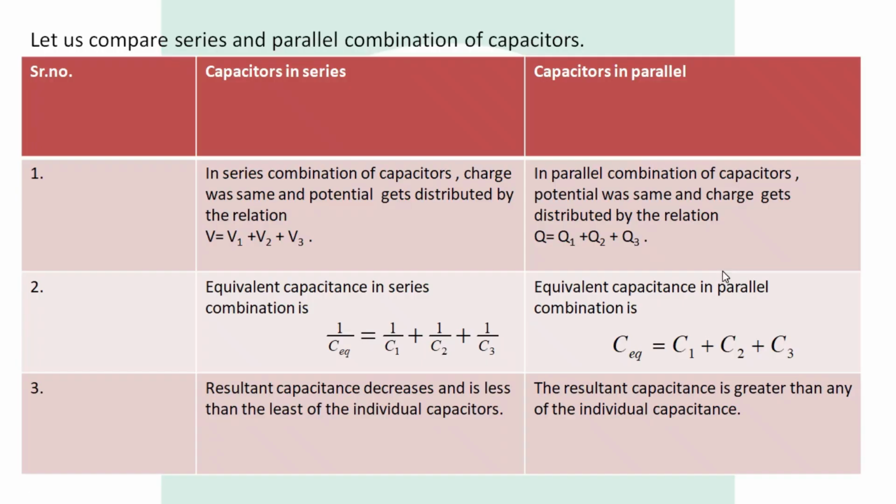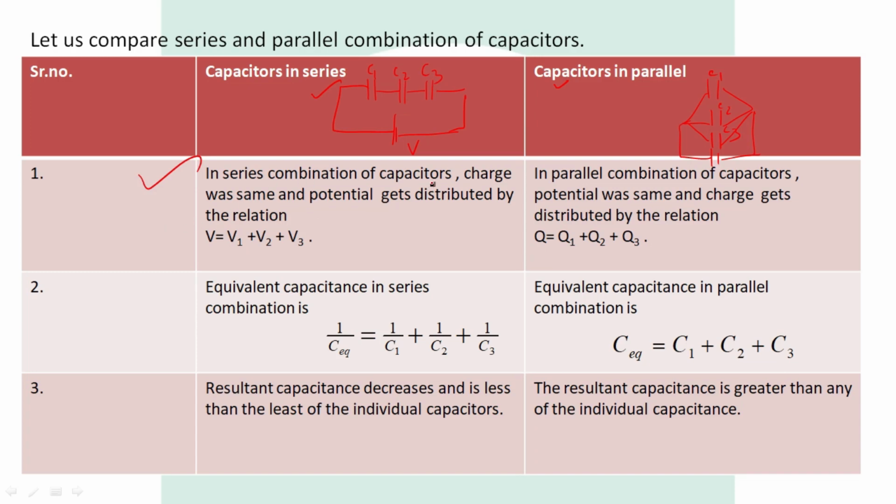So we have studied the series combination of capacitors, and we have studied the parallel combination of capacitors. Let us study the comparison between these two. Suppose we have capacitors in series, then they are connected like this, connected to some battery having voltage V. If we have three capacitors connected in parallel, then we have a combination like this, connected to some battery. C1, C2 and C3. So let us compare.